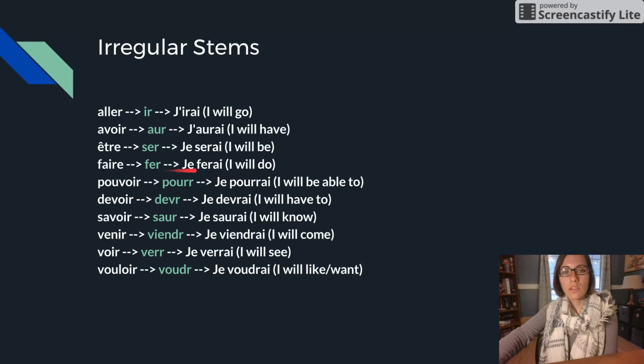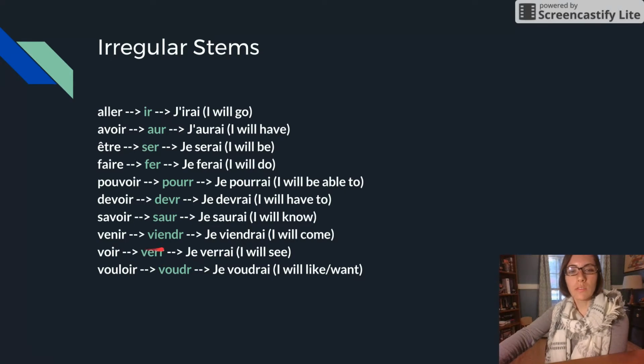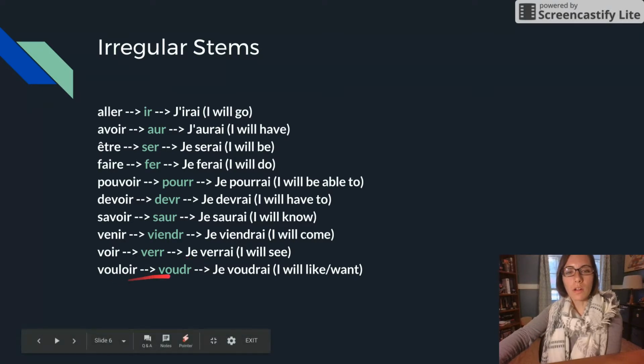Faire is fer, je ferai. Pouvoir is pourr, je pourrai. Devoir is devr, je devrai. Savoir is saur, je saurai. Venir is viendr, je viendrai. Voir is verr, je verrai. Vouloir is voudr, je voudrai.